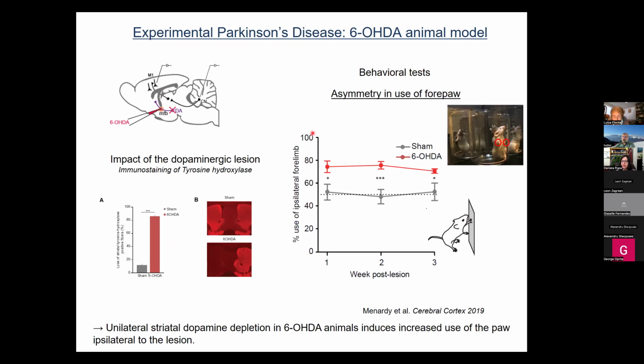For this, we looked at the asymmetry in the use of the forepaw in the cylinder test. So this is a very easy test. We put a mouse in the cylinder, and we look at how the mouse will touch the walls of the cylinder with the forelimbs. And we can see here in red, in the case of the lesioned animals, that we have more use of the ipsilateral forelimb in these lesioned animals because the contralateral is impaired because of the lesion.